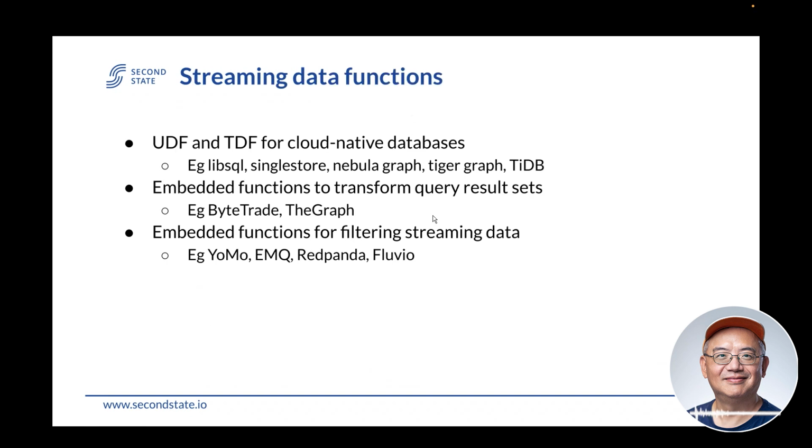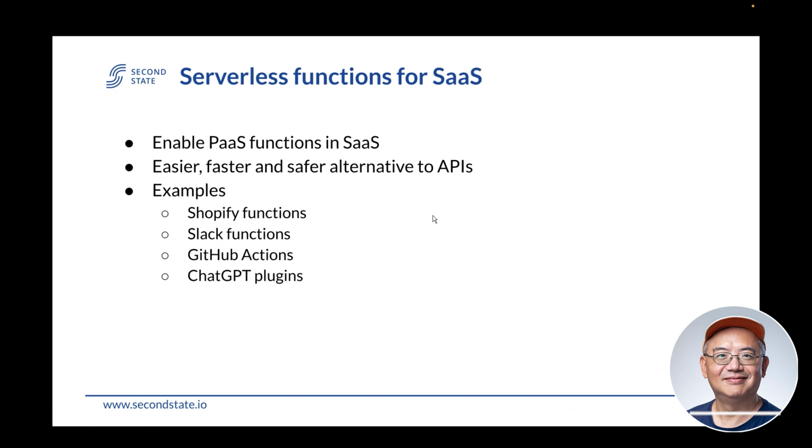And then streaming data functions. I think more and more, the data processing frameworks like YoMo, EMQ, Kafka, Red Panda, those are all our integration partners. They want to build their own processing into their messaging frameworks. However, the processing functions are provided by third-party developers. So you would need to provide isolation for them, right? So that's another good use case of WebAssembly.